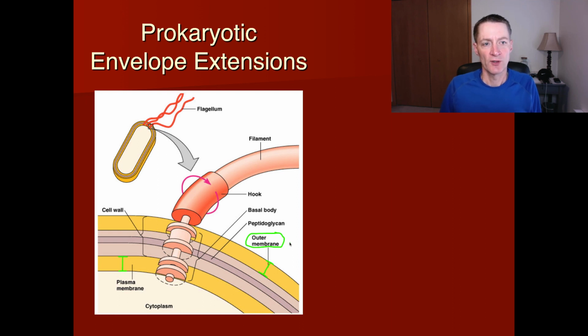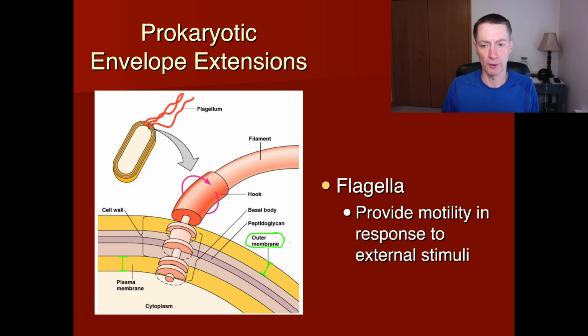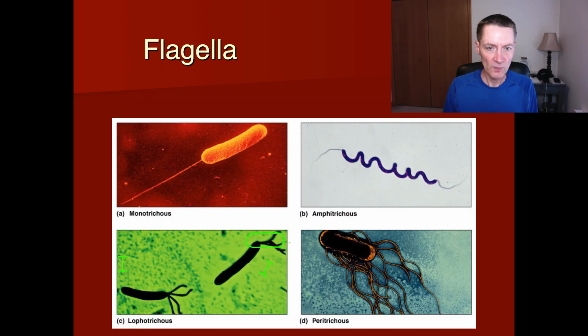So one of the extensions that we see rooted in this prokaryotic envelope is a flagella, or I should say flagella or flagellum for singular. These provide motility in response to external stimuli. So bacteria can move towards things or away from things at will using these, basically like tails that are built into the membrane and built into the envelope as a whole. So here we have a few examples of how these flagella are actually attached. We see these flagella can be attached just to one end.